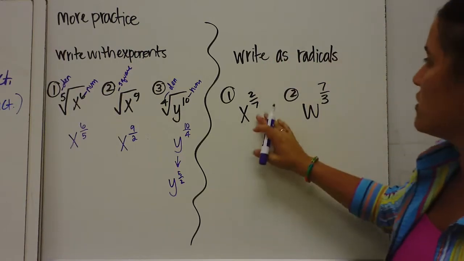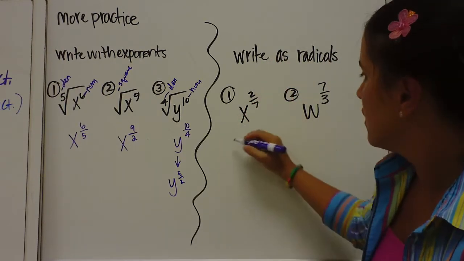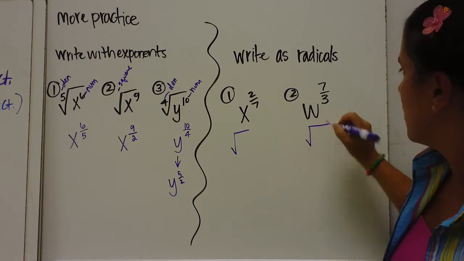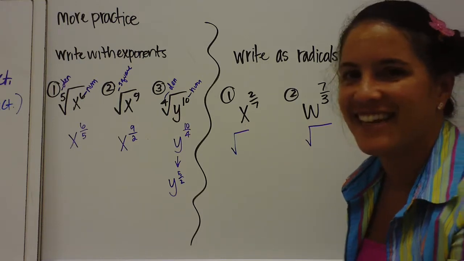All right, write as radicals. Miss McClendon, please call extension 100. Miss McClendon, please call extension 100.